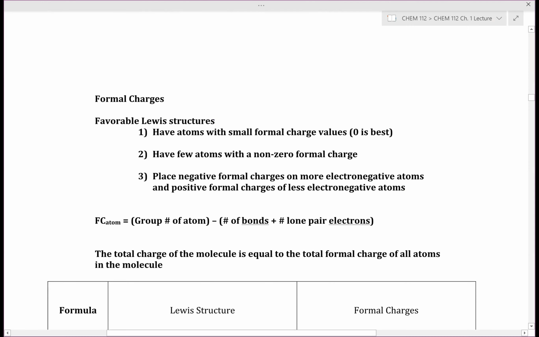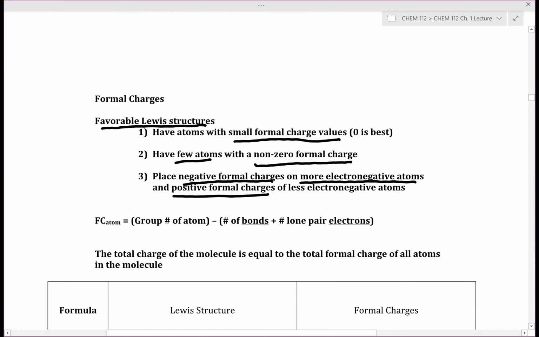And let's talk a little bit about rules for assessing valid Lewis structures. So formal charges: favorable Lewis structures or good Lewis structures have small formal charge values, have few atoms with a non-zero formal charge. And if you have to have formal charges in your molecule, in general, you're going to put the negative formal charges on the more electronegative atoms and the positive formal charges on the less electronegative atoms. That makes sense, right? Electronegative elements like electron density. They like excess electrons. They like negative charges.